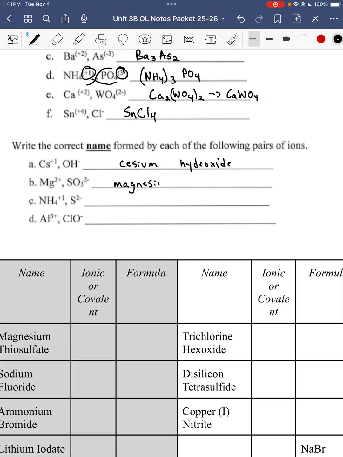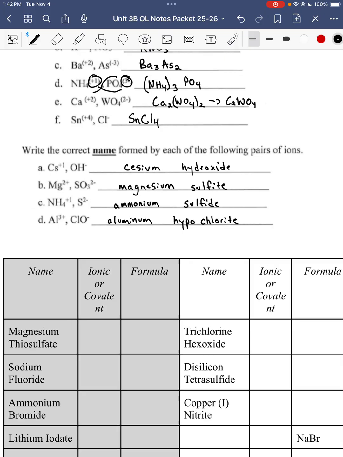Next, neither transition metals again, so I just name them straight up. This is magnesium sulfite. This SO3 2 minus is on the back of the periodic table, called sulfite. Next, again, no transition metals, so I'll just name them straight up. We have ammonium sulfide. And lastly, again, no transition metals, so we have aluminum. And then ClO is called hypochlorite. So this is aluminum hypochlorite.